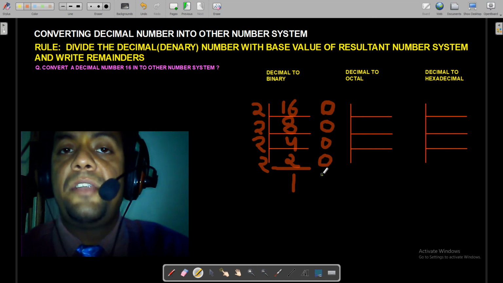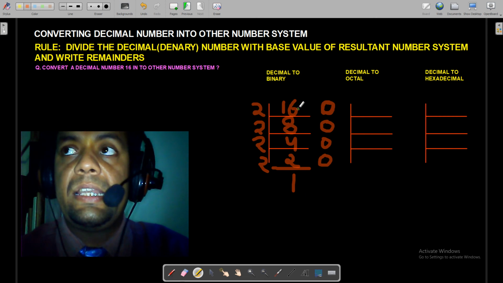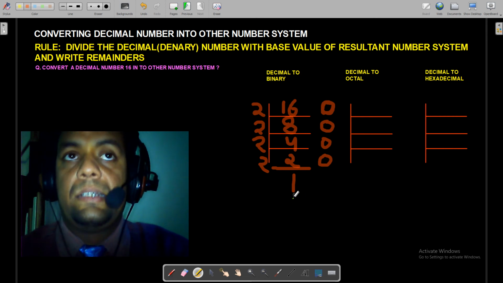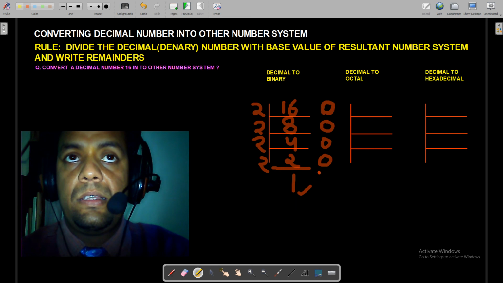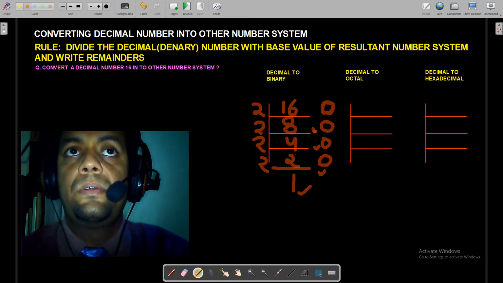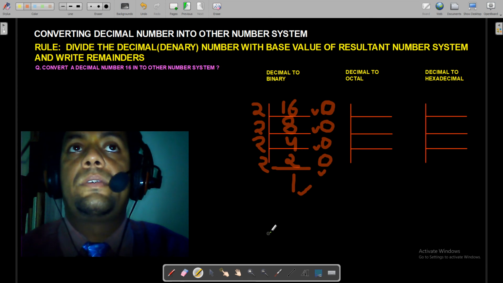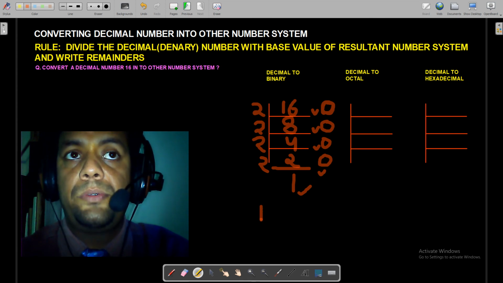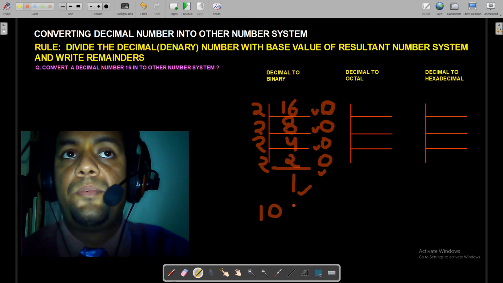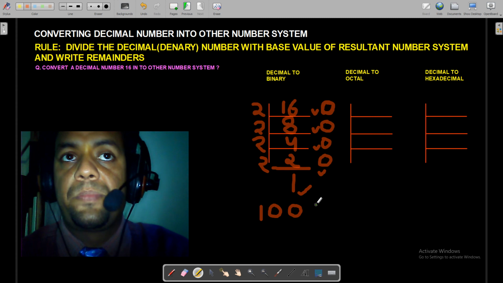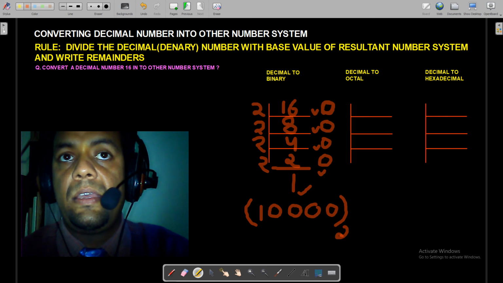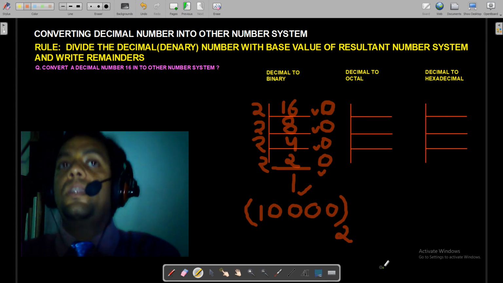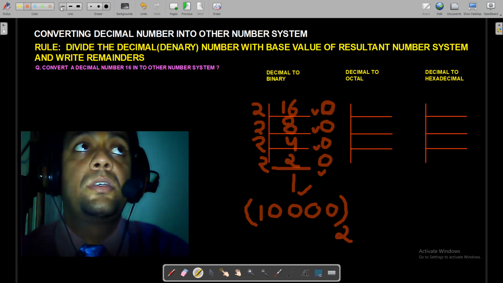So the binary value of 16 is 1 0 0 0 0. So I write again the correct answer as I told you in the previous lesson. Write all the remainders from bottom to top. 1 0 0 0 and 0. So 4 zeros, and this is binary. So the answer is 10000.